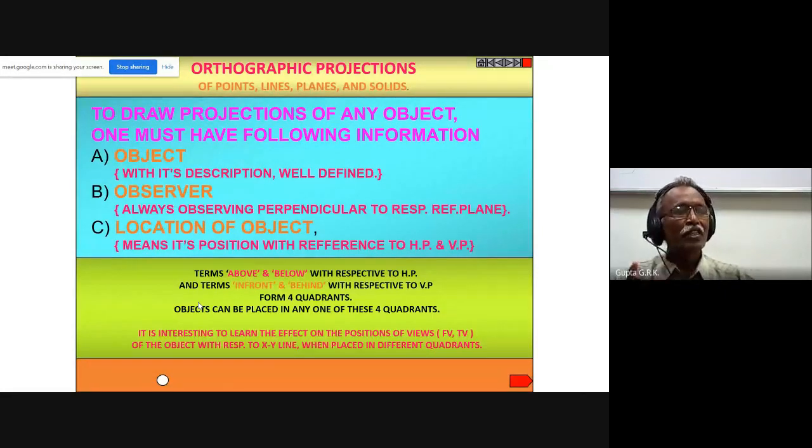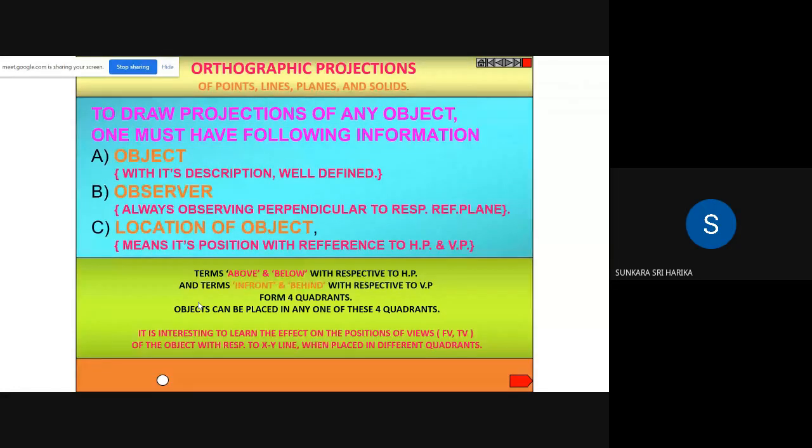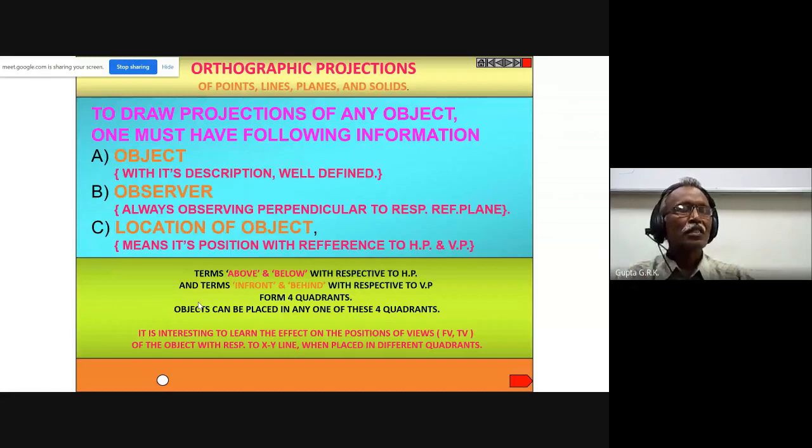If it is in front of the vertical plane, the top view is below XY, because it is turned down. And if it is behind, the top view is above XY. On the VP, the top view is on the XY. So in front of, below; behind, above. This you have to remember. And if a point is on both the HP and VP, the object is on XY, so the front view and top view are also on XY. The front view, top view, and the object all coincide for that particular position. So the terms above and below are with respect to HP, and in front of and behind with respect to VP.